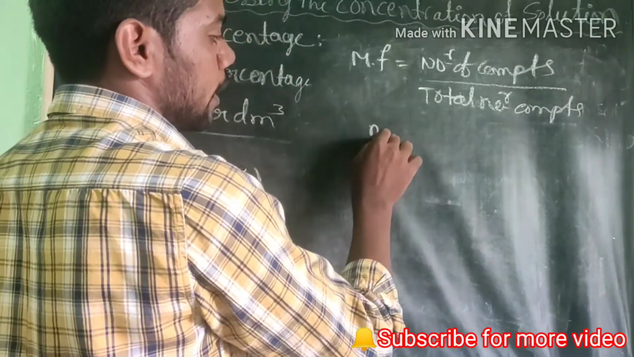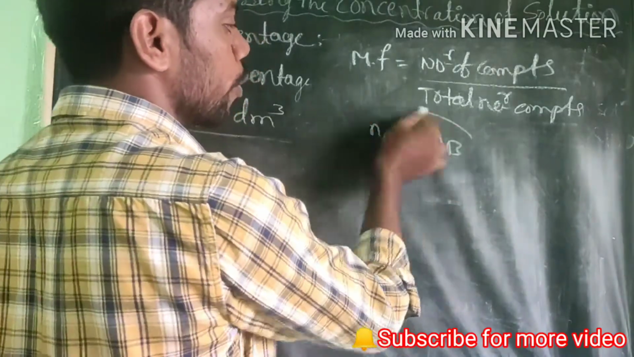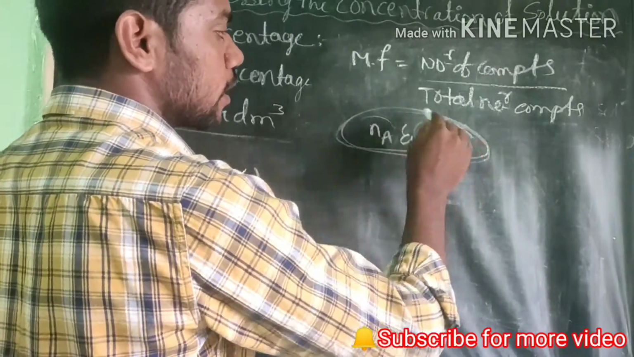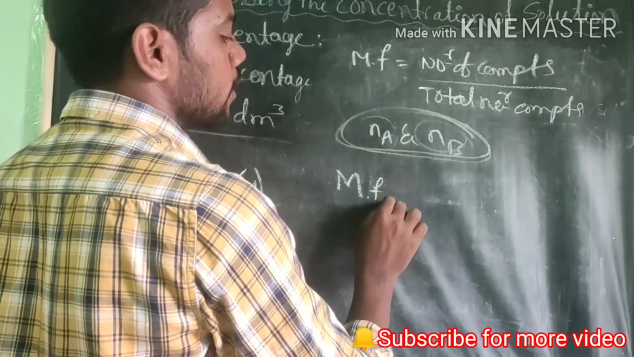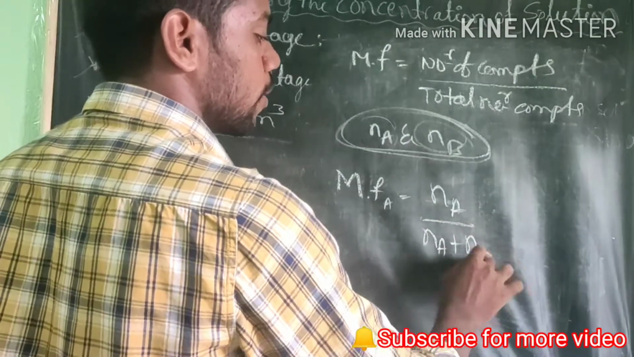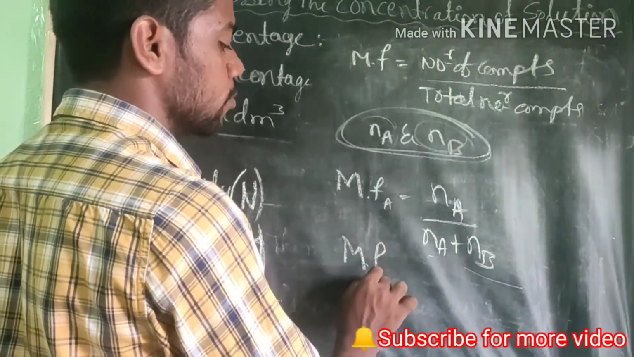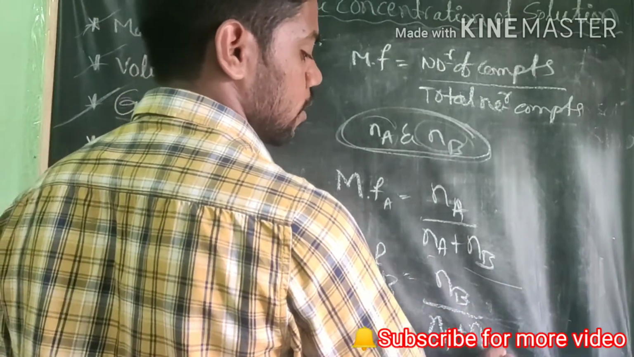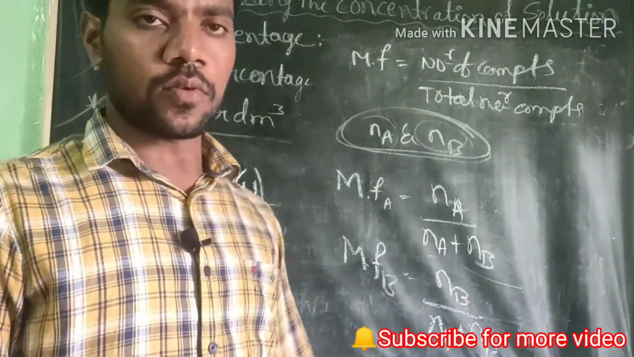For example, there are two components, Na and Nb. Now we have to find the mole fraction of A and B. Both together form a solution. We have to find the contribution of each. Therefore, the mole fraction of A is Na divided by Na plus Nb, that is the number of A divided by the total number of components. The mole fraction of B is Nb divided by Na plus Nb. This is how you find the mole fraction of a solution, dear student.